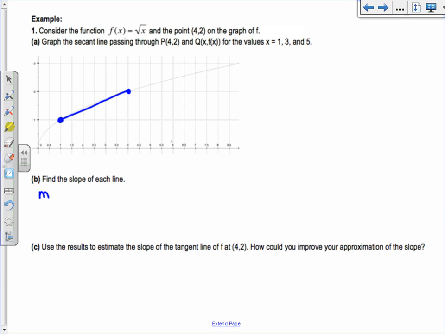Let's find the slope of, and I'm going to kind of shortcut this. I'm going to write m1, so I remember it's using x equals 1. So don't forget, that's the point 1, comma 1, because you're plugging into the square root function. So 1, comma square root of 1 is 1. And we're using the point 4, 2. So its slope is going to be 2 minus 1 over 4 minus 1. So we get 1 over 3, so 1/3.